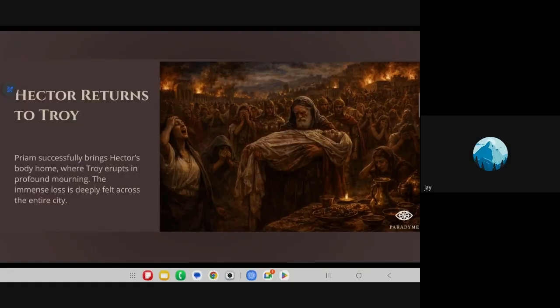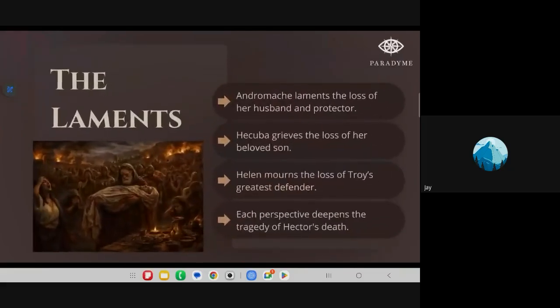Priam successfully brings Hector's body home, where Troy erupts in profound mourning. The immense loss is deeply felt across the entire city. Andromache laments the loss of her husband and protector.